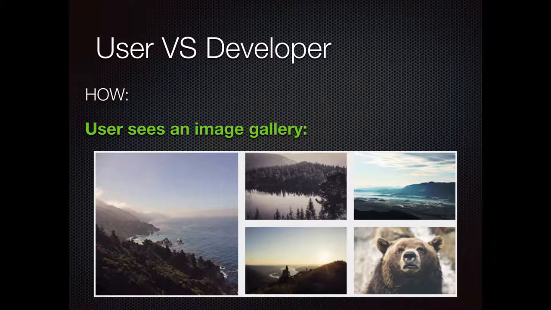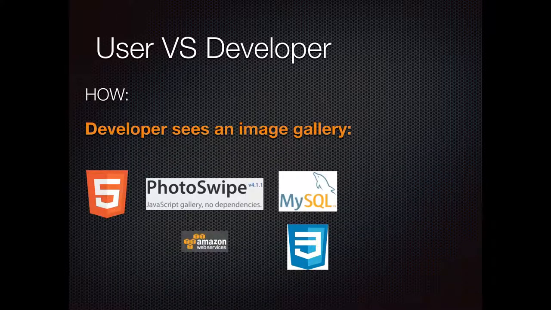A user might see an image gallery, like a lightbox gallery. The developer sees a whole lot of libraries and work. HTML5, implementing PhotoSwipe, implementing their MySQL database to store the images, maybe some AWS for S3. And CSS as well.